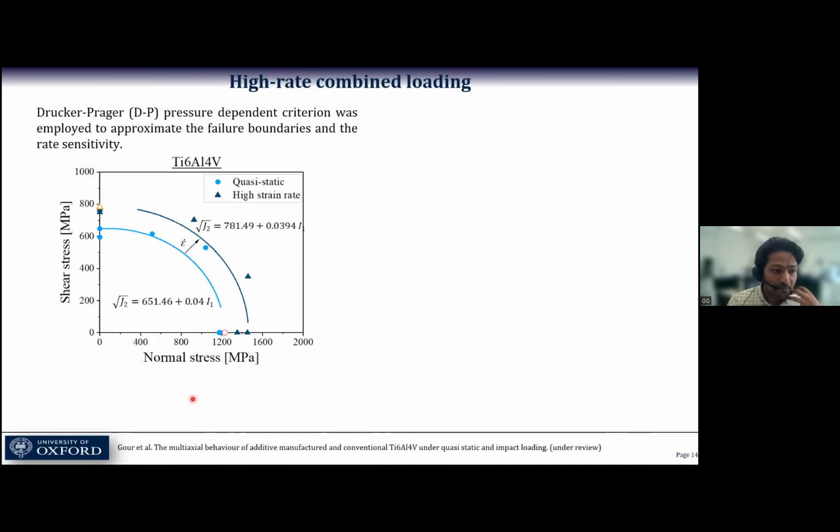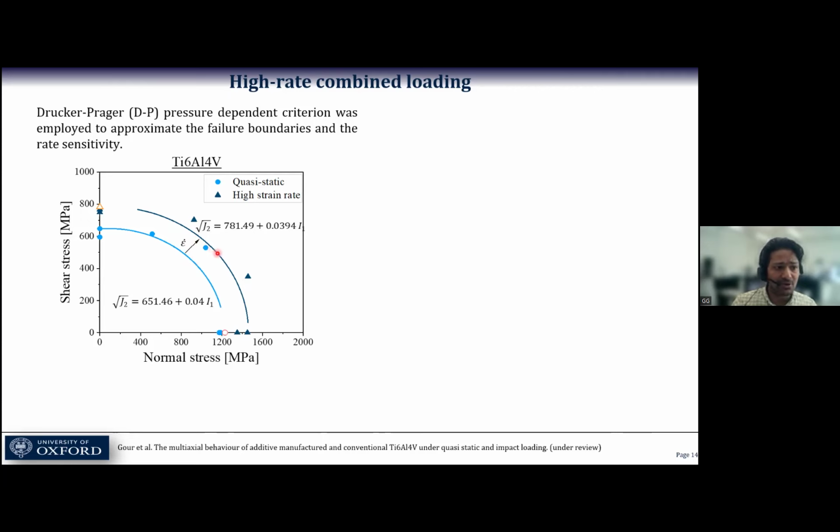All these tests, in the case of pure shear, pure tension, and combined, are important to construct this failure envelope, which is shown here, where you can see the pure shear tests are plotted in this direction, the pure tension are plotted here, and the combined loading is here. As you can clearly see, as the strain rate increases, there is an expansion of the curve, also indicating that the failure behavior is changing.